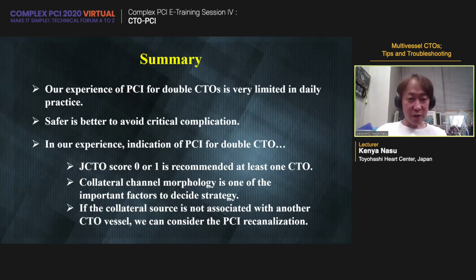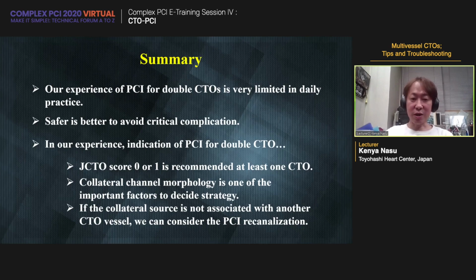Maybe our experience of PCI for double CTO is very limited in daily practice, because for almost all double CTO cases we usually recommend CABG. Of course, the safer way is better to avoid critical complications. In our experience, I think the indication for PCI for double CTO is that if we meet a J-CTO score of 0 or 1 in one vessel, then we can treat the double CTO cases.